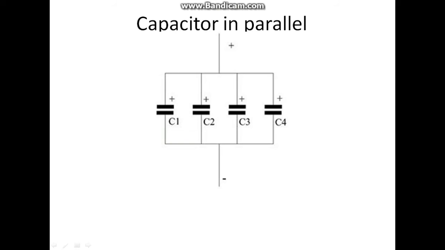on. When capacitors are in parallel, the voltage across each capacitor is the same, and the equation to calculate the total capacitance is C equals C1 plus C2 plus C3 and so on.